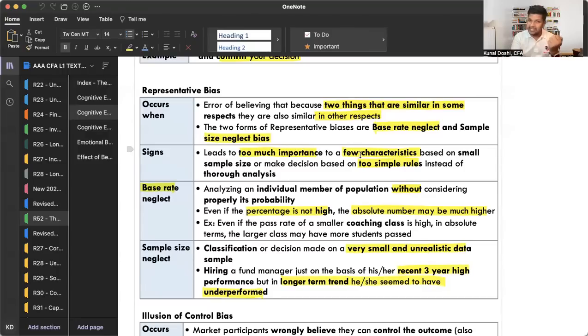So representative bias means because something happened, you assume something else will also happen. Because the passing rate is high for a small number of people, you assume it will be high for a large number of people. Sample size neglect means because the recent 3-year performance is great, you assume the 15-year performance will also be great. That is representative bias. Clear?